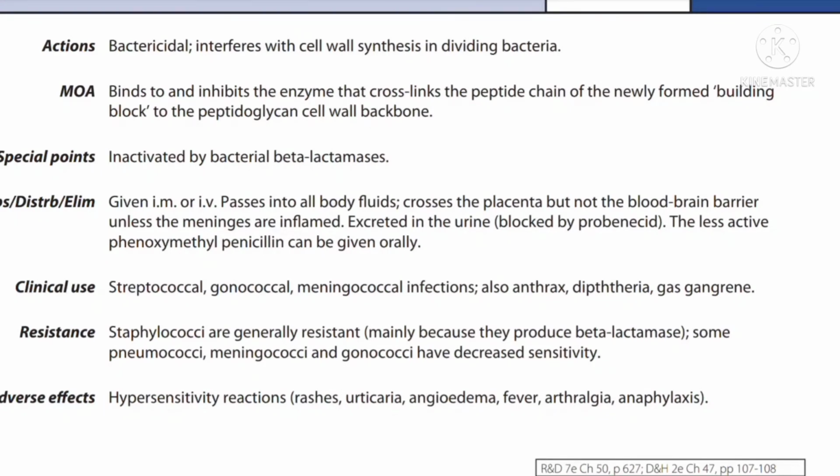Its major adverse effect includes the hypersensitivity reaction, which is the major ADR of all the penicillins, like rashes, urticaria, angioedema, fever, etc. So that's all for this drug.